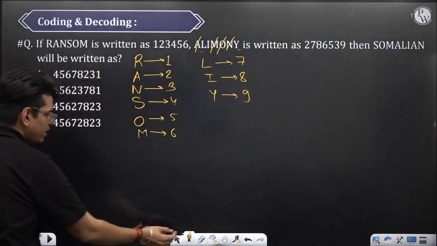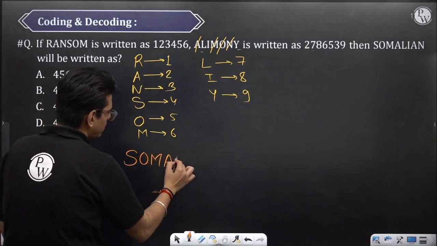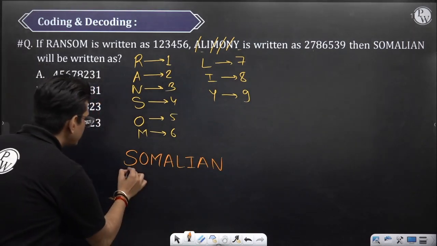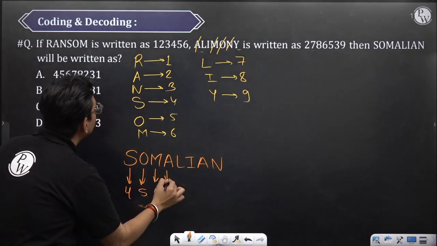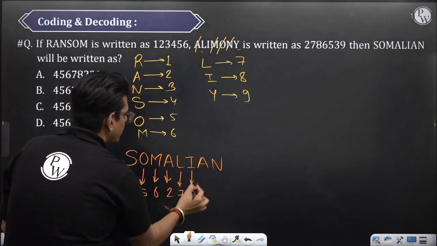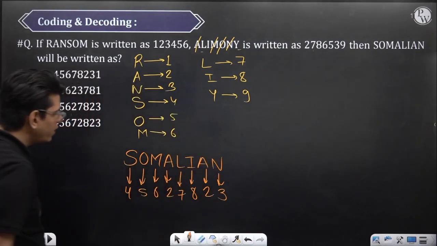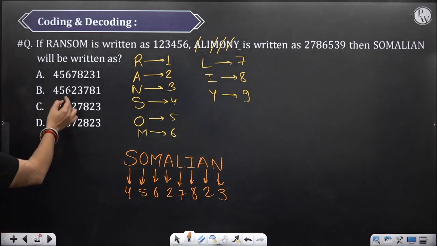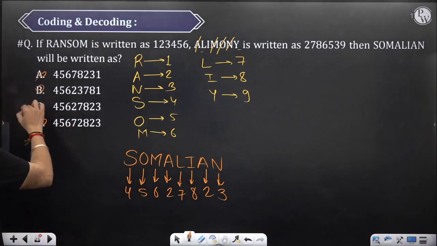Now I need to find the code for Somalian. Is this spelling right? So Somalian. S is nothing but my 4, O is nothing but 5, M is nothing but 6, A is 2, L is 7, I is 8, A is 2 again, and N is my 3. So the code is 45627823. Let's see the options, 4562, 7823. So this is our answer.